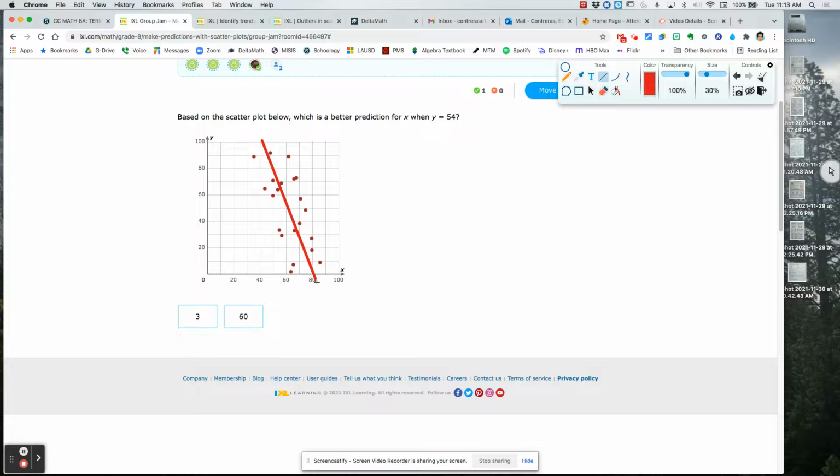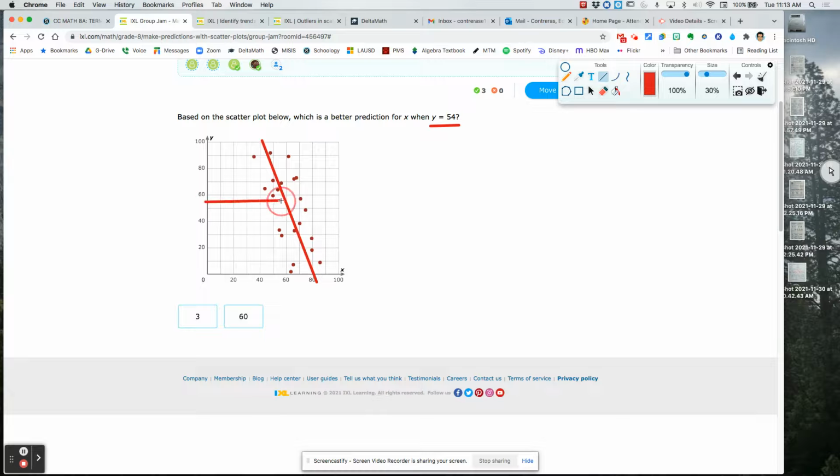But notice this one's different, guys. It says based on the scatter plot below, which is a better prediction for x when y equals 54? So we're not going to go to the x-axis. Which axis are we going to go to? The y-axis. And we're going to look for where 54 would be. Here's 40. 50 would be right here. 60 is right above it. So 54 would be somewhere about here on the y-axis.